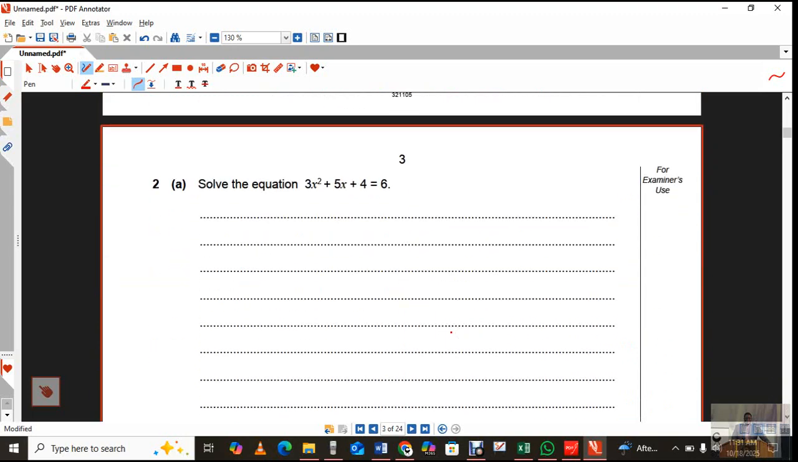Right, question 2, you need to solve the following equation. Now there's nothing really difficult in this. If you know how to solve quadratic equations, they always equal 0. So you're going to subtract 6 from both sides. This leaves you with 3x squared plus 5x minus 2 is equal to 0.